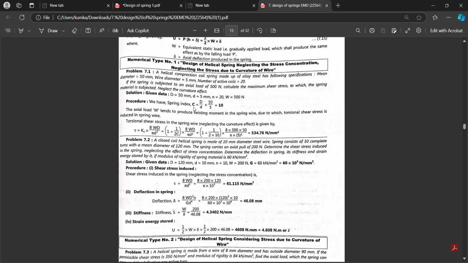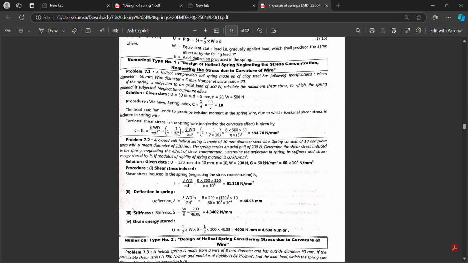Another is problem number 2. A closed coil helical spring is made of 10 mm steel wire. The spring consists of 10 complete turns, so n is given as 10. Mean diameter is 120 mm. The spring carries an axial load of 200 Newton. Determine the shear stress induced in the spring, neglecting the effect of stress concentration factor. Determine the deflection in the spring, stiffness, and strain energy stored in the spring.